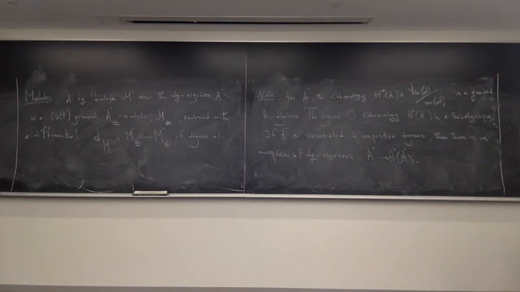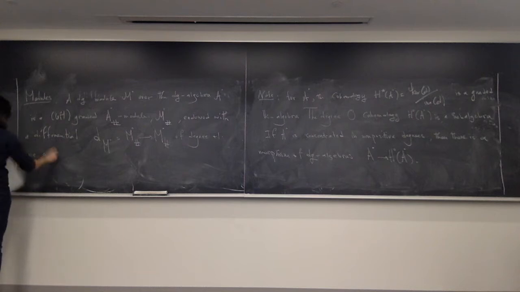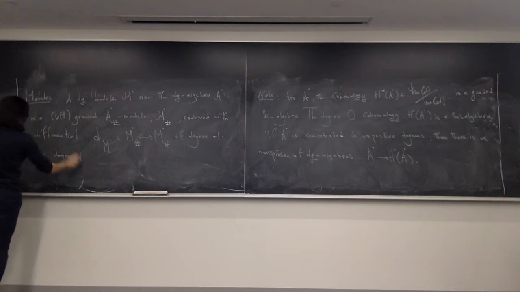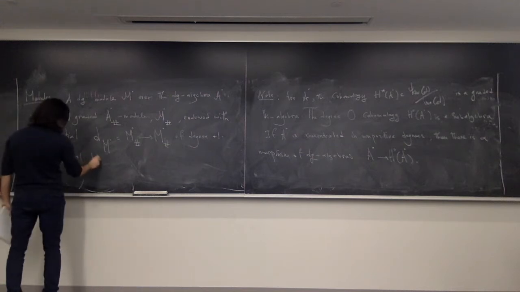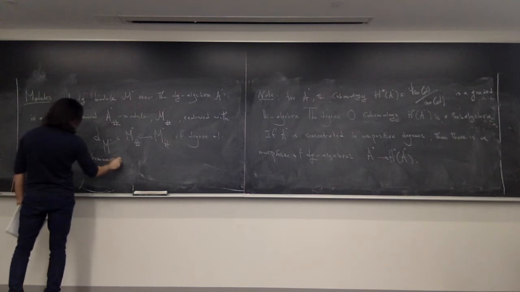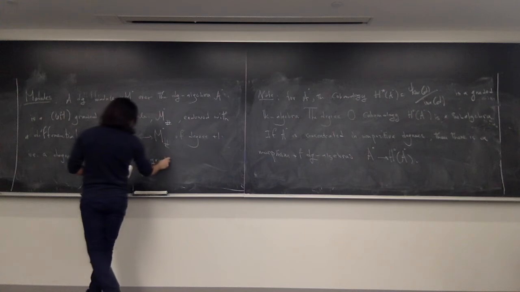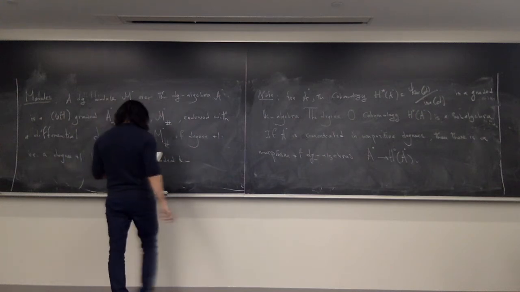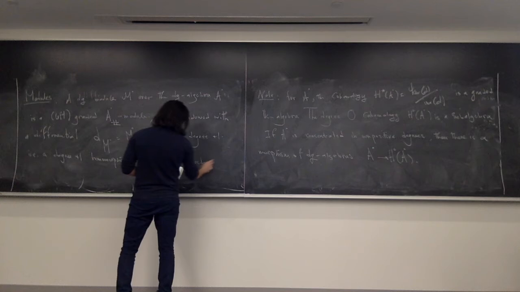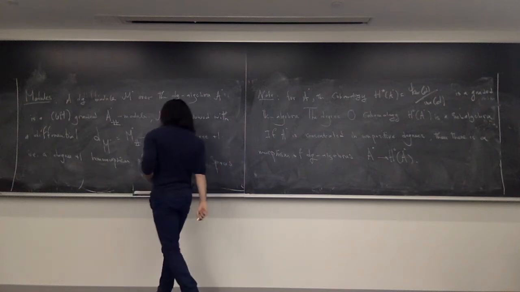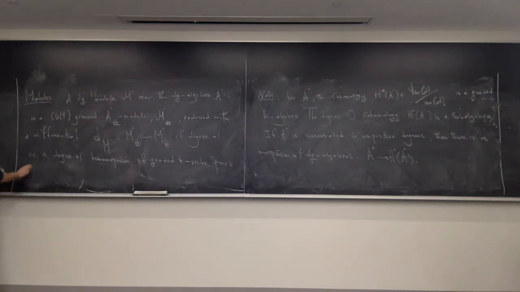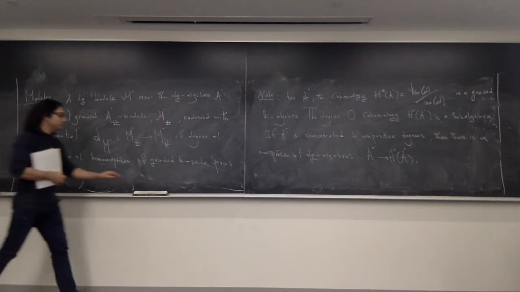Okay, and all I need to tell you, so what is that? It means that that is a degree plus 1 homomorphism of graded K vector spaces satisfying a compatibility relation, basically.